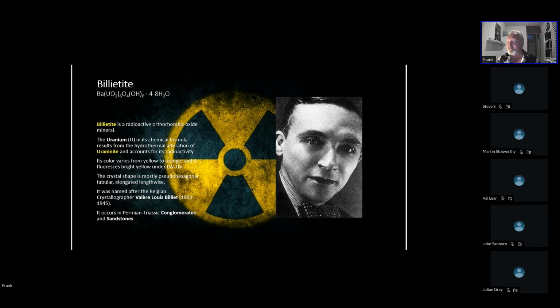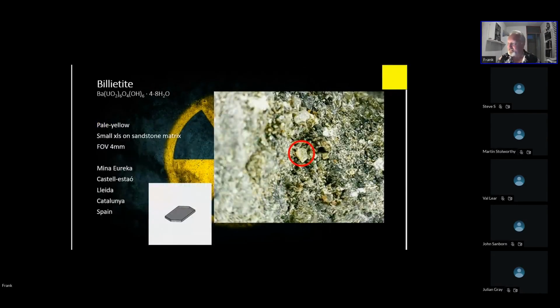He didn't get to be that old, as you know, and it occurs in Permian Triassic conglomerates and sandstones. As we will find out during this presentation, there are a lot of Belgians who gave their names to uranium oxides. Here we see small yellow platy crystals on sandstone from the Eureka mine in Lleida, Catalonia in Spain.